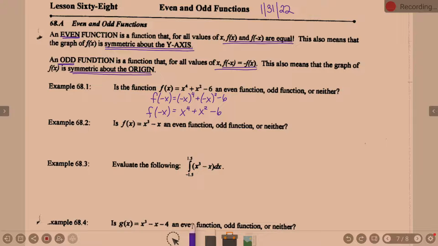What just happened? We just showed algebraically that f of x is equal to f of negative x. And if f of x is equal to f of negative x, that means this is even. It also means you have to go no farther. You don't have to check negative f of x if you are confident in these calculations here.